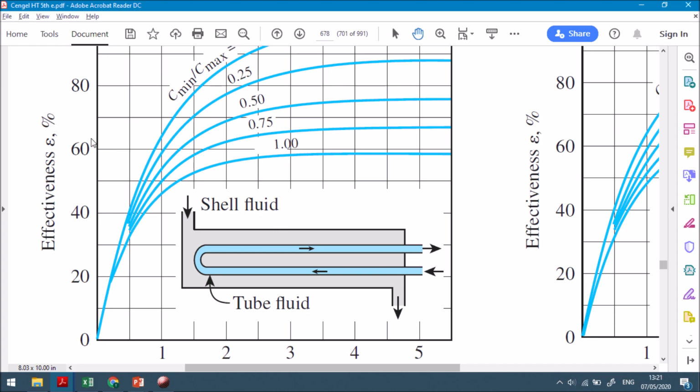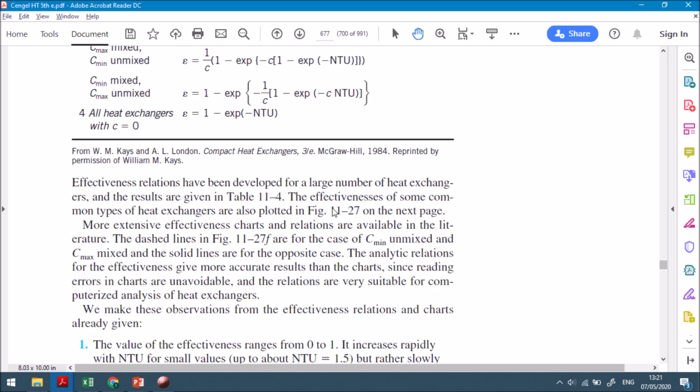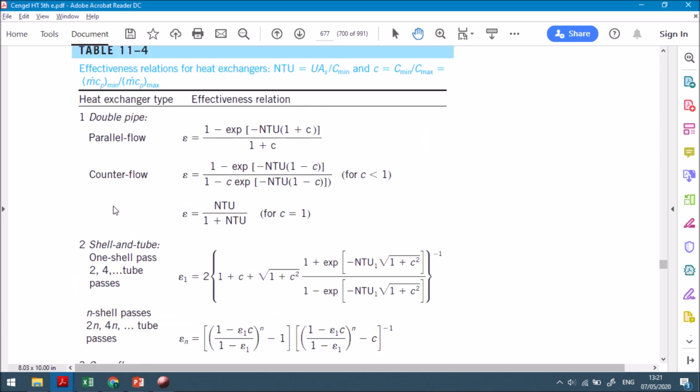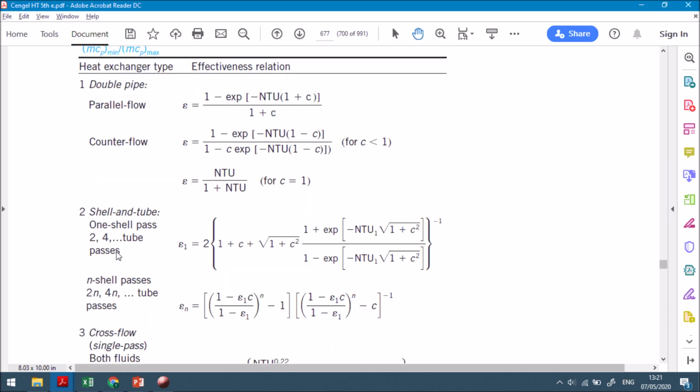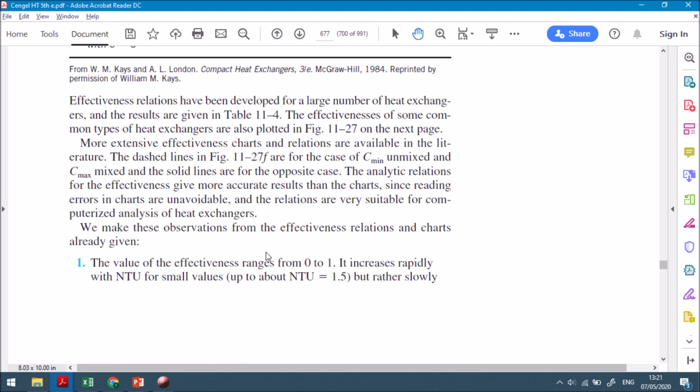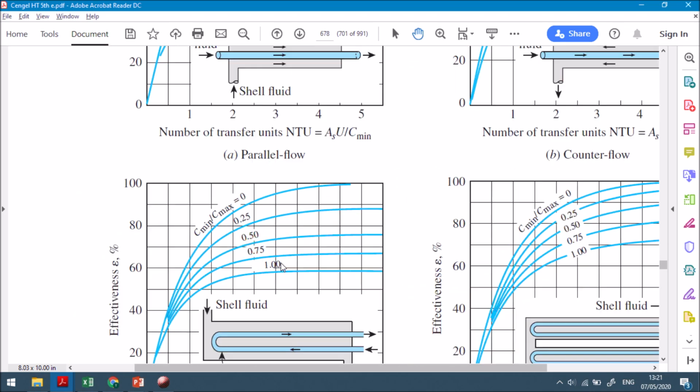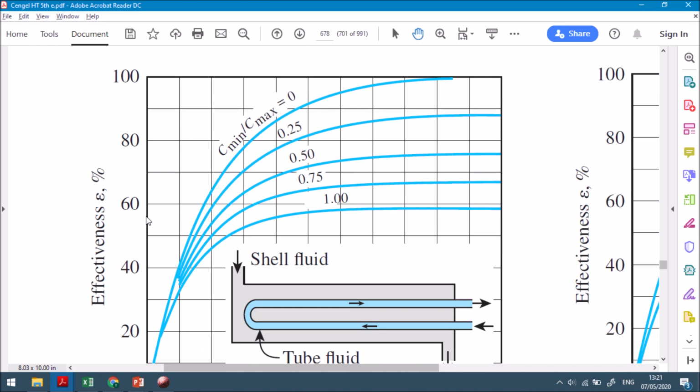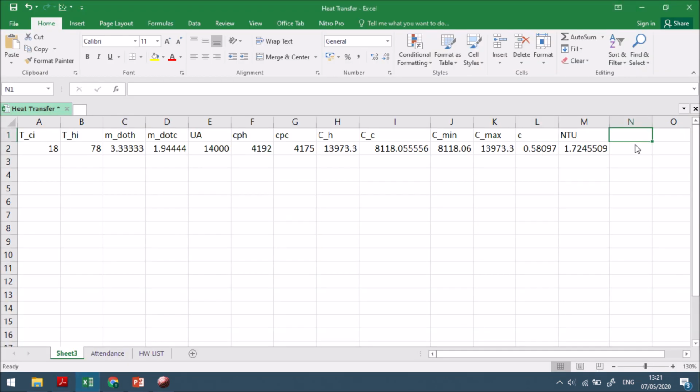Less than 65, so 62, 63. If you want the exact value, you can go back to the formulas. For shell and tube, you have one shell and the number of tube passes, and we have two tube passes, so you can use the formula here and find the exact value of the effectiveness. But we'll use the approximate value here, though you can do it if you want. So the approximate value will be 0.62. Let's write it: effectiveness epsilon will be 0.62.